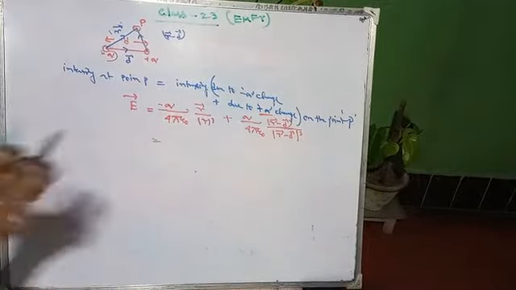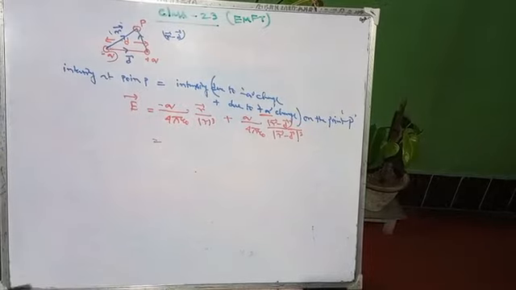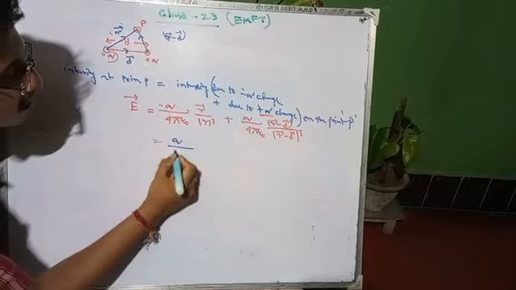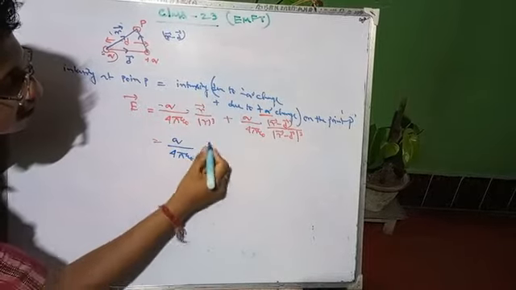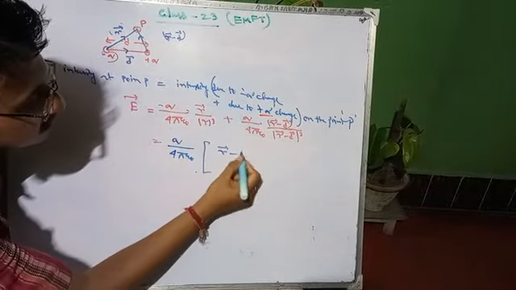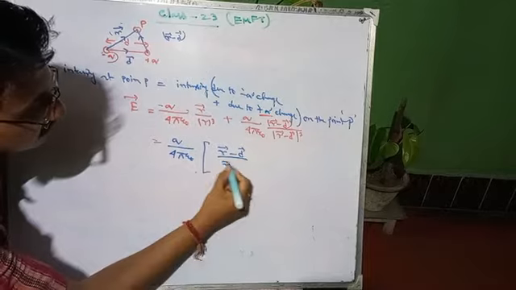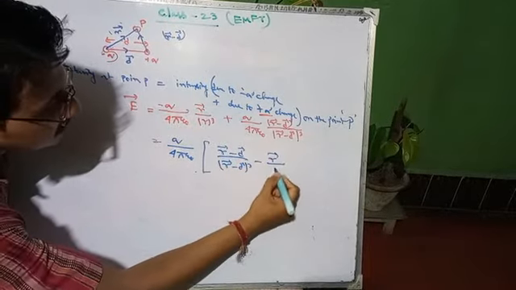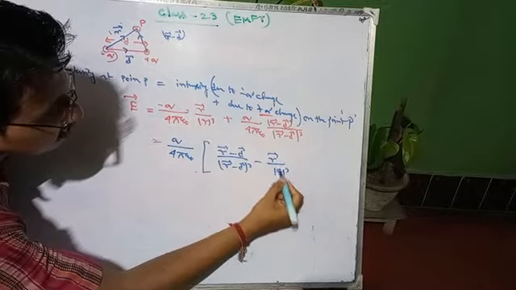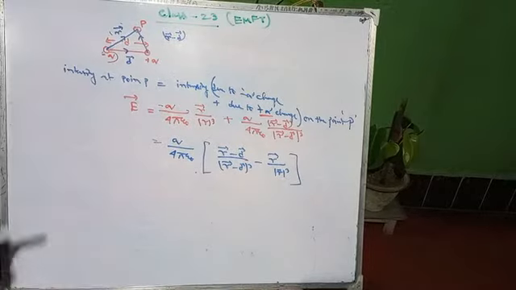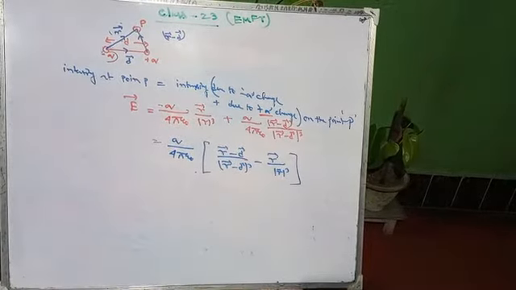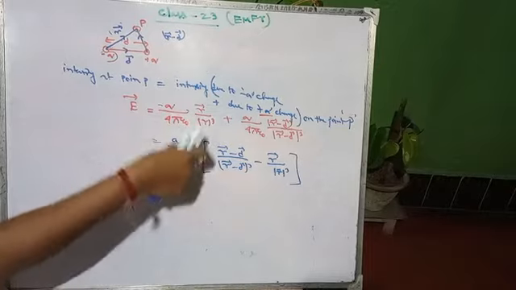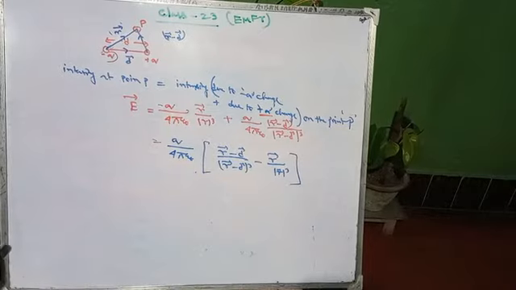Now you have to add them. In order to add, we first take q by 4 pi epsilon naught common. Then your result will be r vector minus d vector divided by r vector minus d vector whole cube, minus r vector by r vector whole cube.